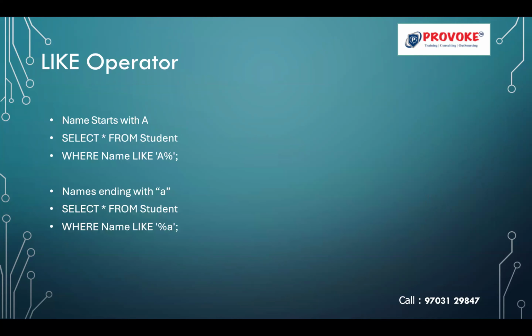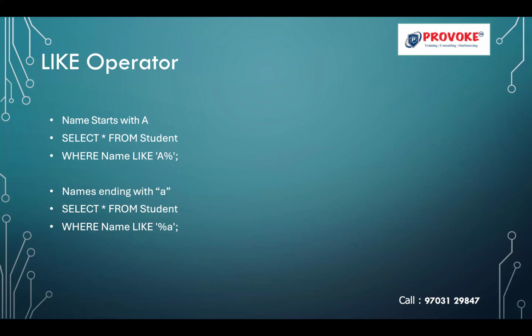So with the LIKE operator, names starting with A: select star from student where name like A percentage. Wherever the name starts with A. Percentage means it is going to check for any number of characters after A. If I give underscore, it is going to check for only one character. Names ending with A: select star from student where name like percentage A. So percentage A means the characters that end with A, and A percentage means the characters that start with A.